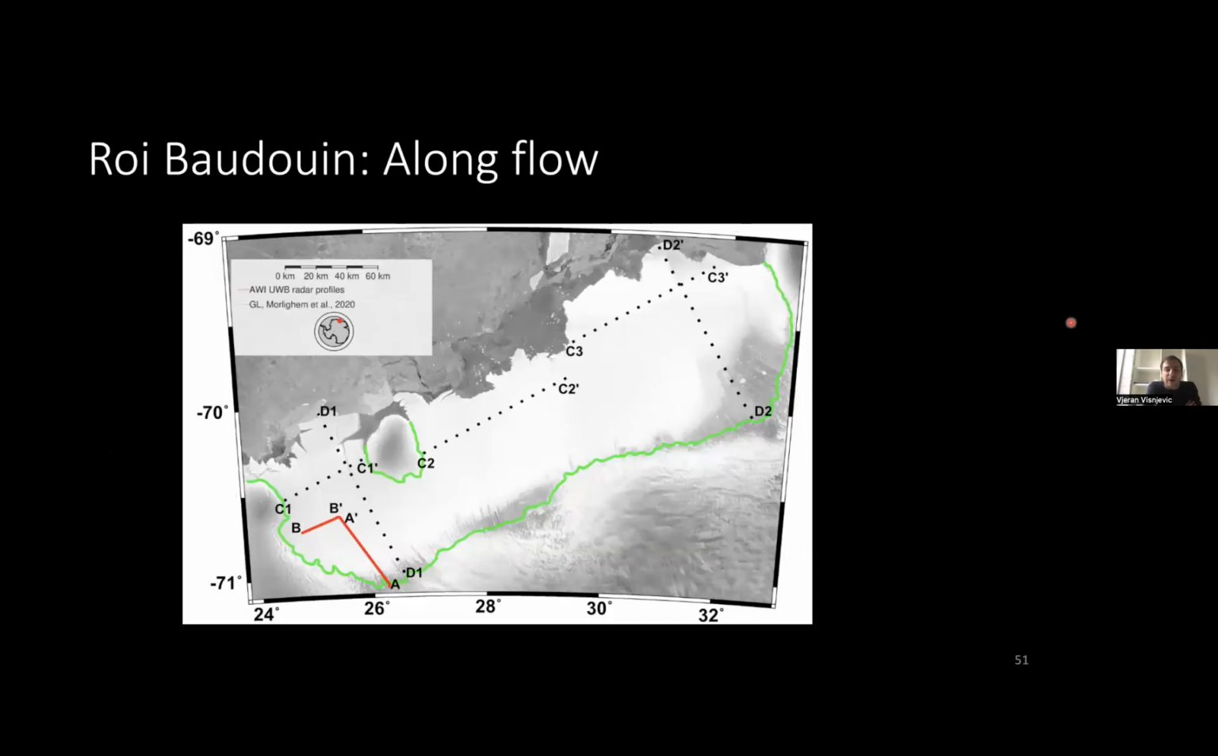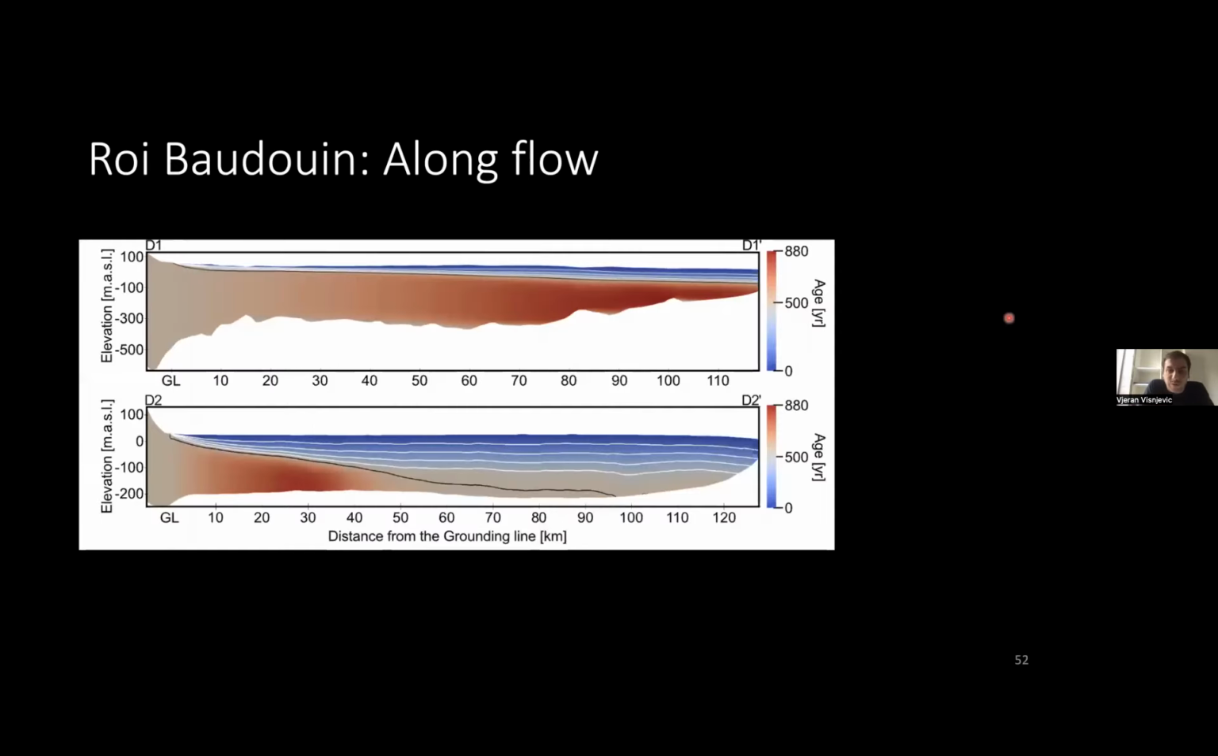So before I go to all of the ice shelves, I want to talk more about Roi Baudouin, because I want to show you how these results look on one ice shelf, and if we understand how we interpret the results and what we can see, then it's going to be easier to expand this to all of them. So let's focus first on the dashed lines, the D1 and D2 transects. And here I show you the H field for both of them.